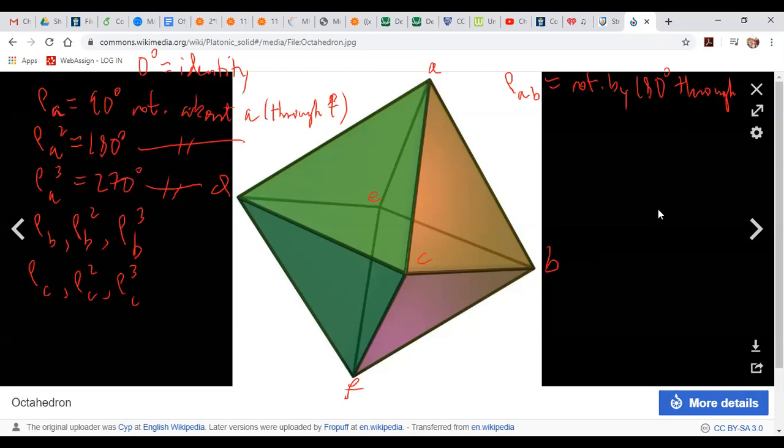Okay, rotation by 180 degrees through an axis at midpoints of AB and, let's see, DF. And then the similar things for the other 180-degree rotation. Again, if I compose rho AB with itself, I'm back to the beginning.